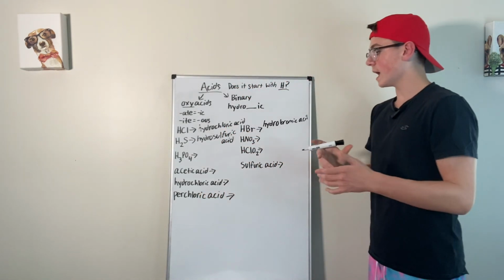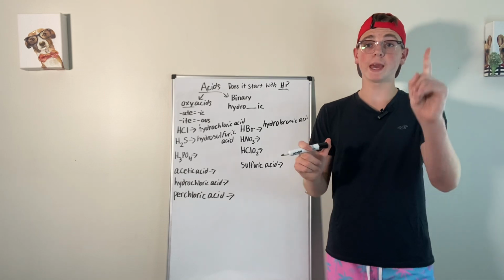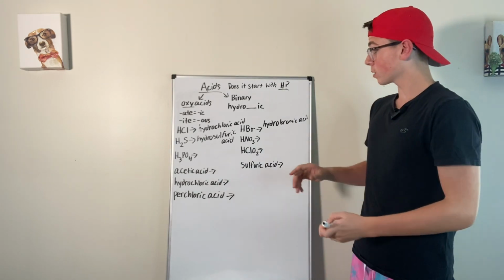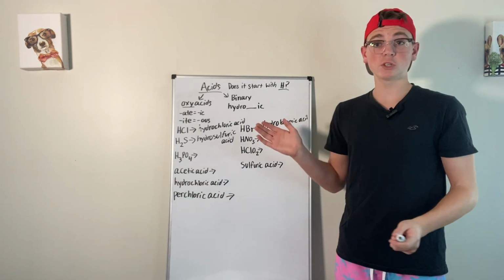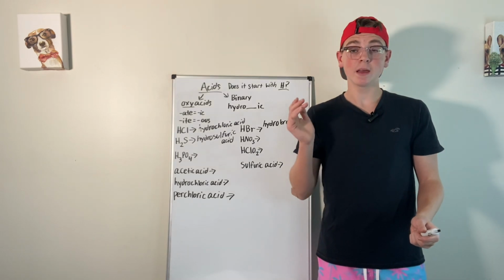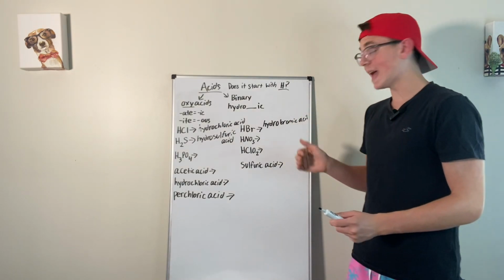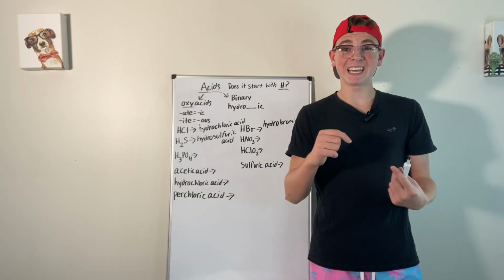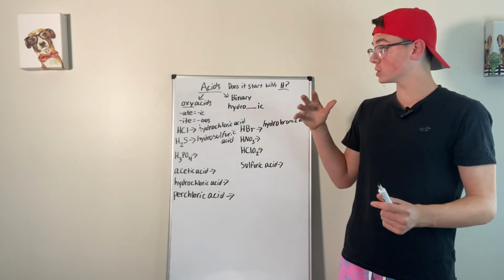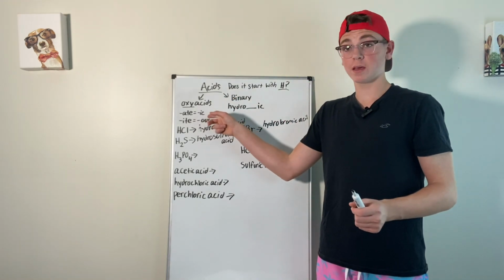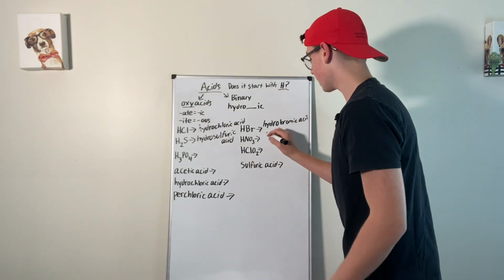Okay, then HNO3. Well, now we have oxygen. So we know that this hydrogen, all it does is change the ending. Now let's look at what we have. We have NO3. NO3 is nitrate. So this will just turn into nitric acid. So nitric acid.